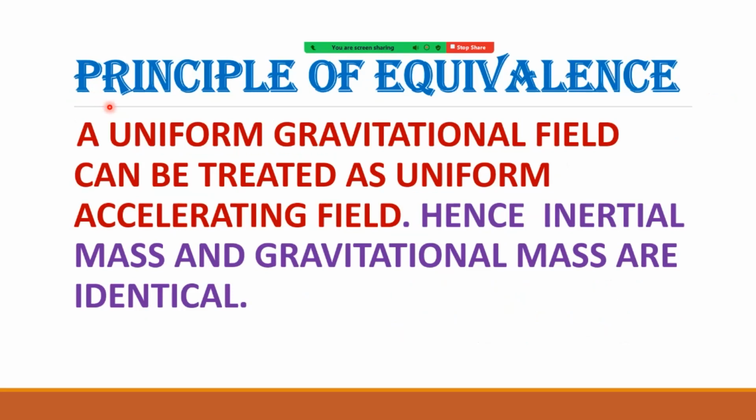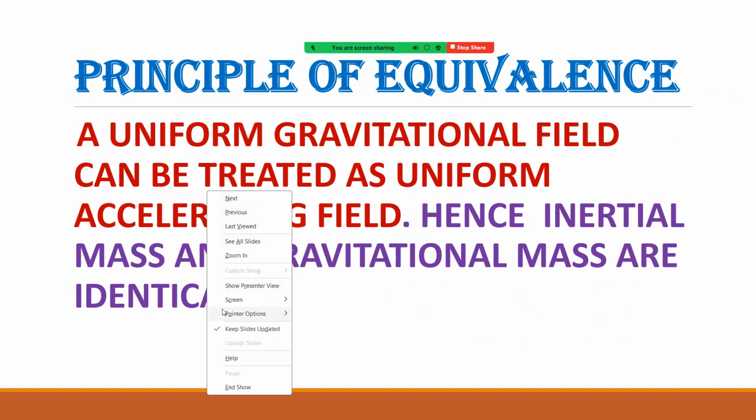Principle of equivalence. So first, see the statement. A uniform gravitational field can be treated as a uniform accelerating field. Hence, inertial mass and gravitational mass are identical. Let us see the meaning of the statement.